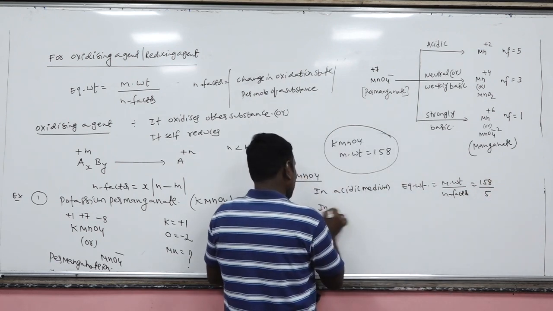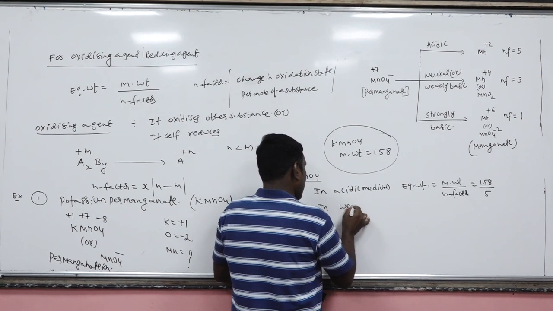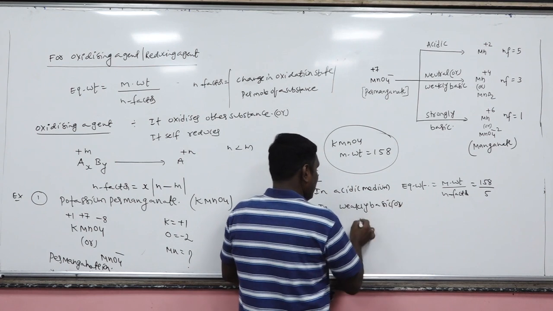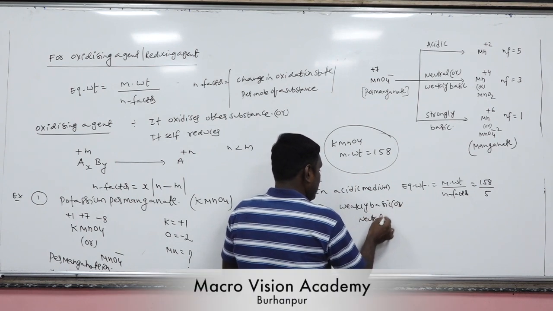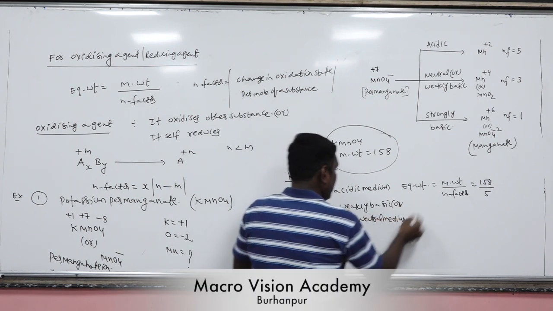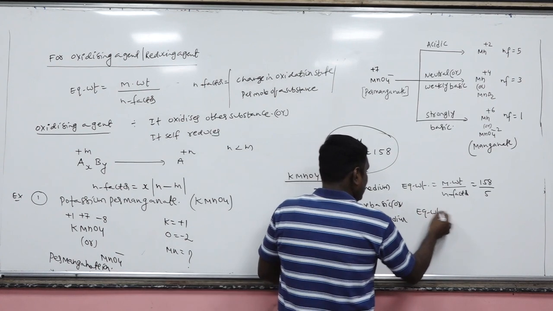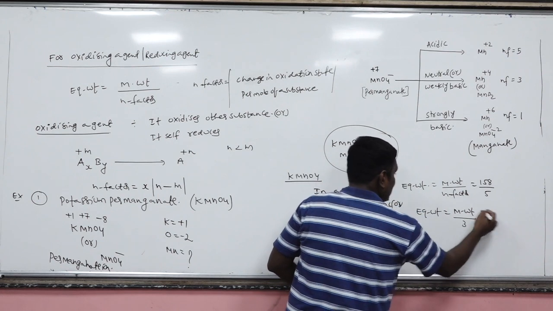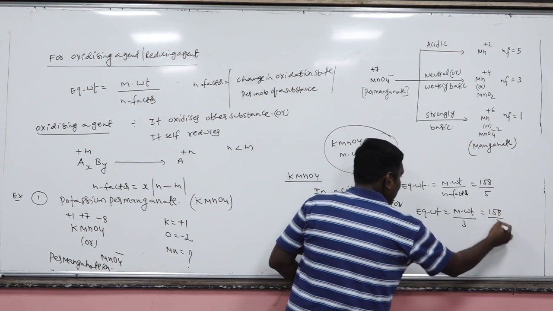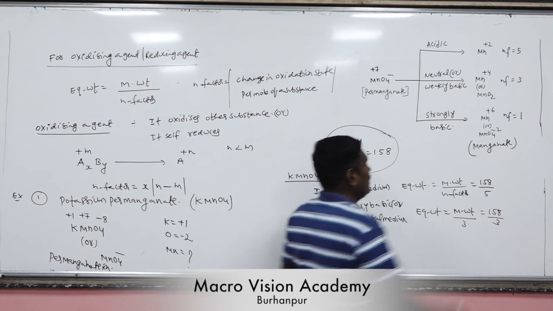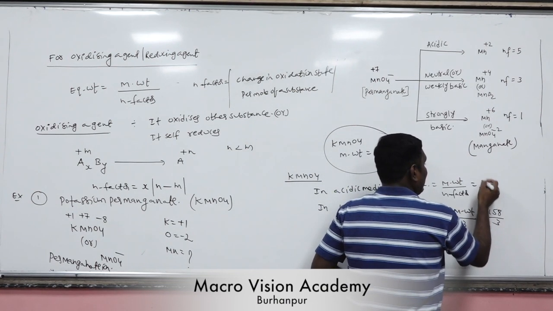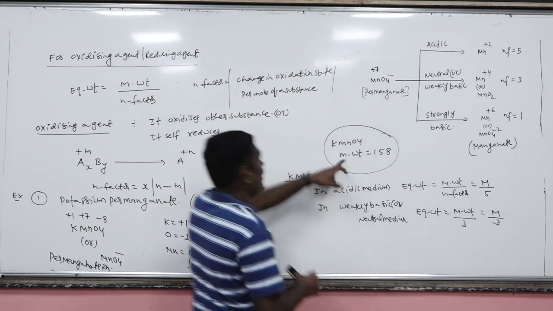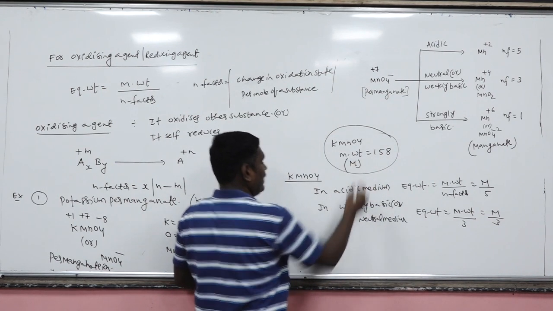Now, in weakly basic or neutral medium, equivalent weight is equal to molecular weight by N factor. What is the N factor here? 3. That is 158 by 3. So in questions, it is given like molecular weight by 5, molecular weight by 3, like that also. Where M is the molecular weight.